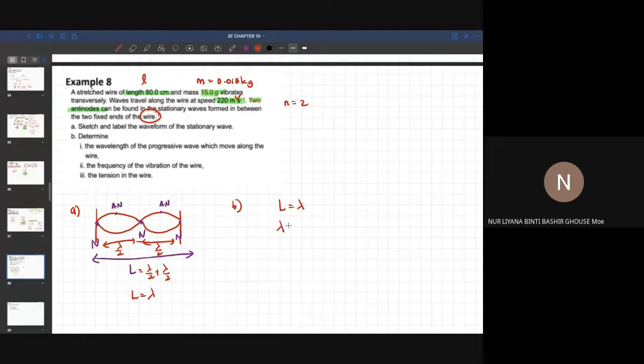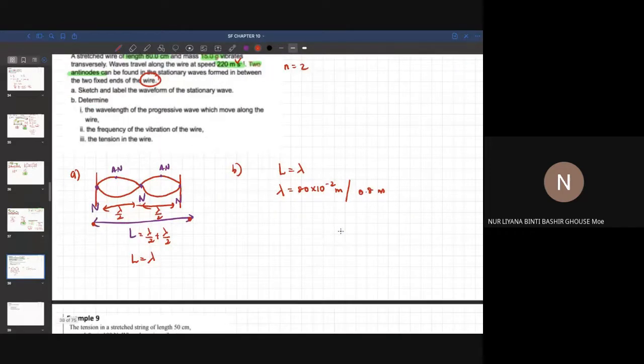So when it asks for the wavelength, our wavelength is the length of the string, which is 80 cm. So 80 times 10 to the power of negative 2 meter, or you can answer 0.8 meter as well. It's up to you which one you want to answer. So that is our lambda. Again, from end to end, half plus another half, lambda over 2 plus lambda over 2, so length equals lambda. We get 0.8 meter.